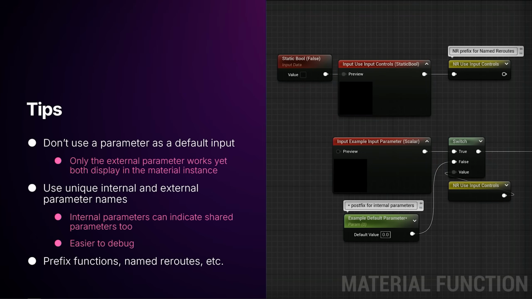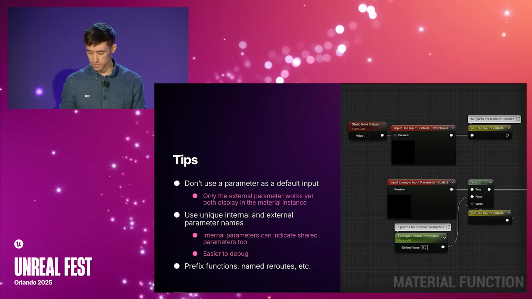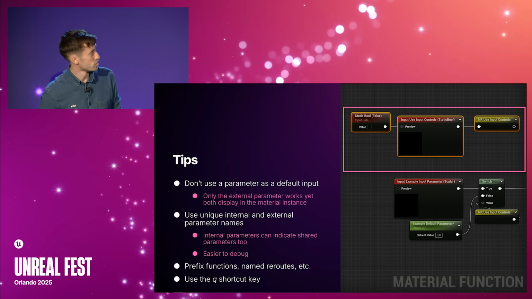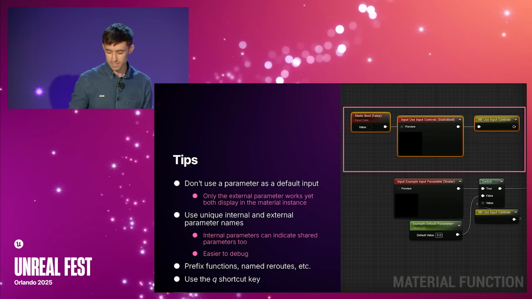Another quick tip is that you should always prefix your named reroute nodes. If someone's looking at this and has never seen that node before, it's sometimes a little bit confusing to know that it's actually just a reroute node. Last thing, you select all of these, click Q, makes it all straight. So if you have OCD, it fixes it.